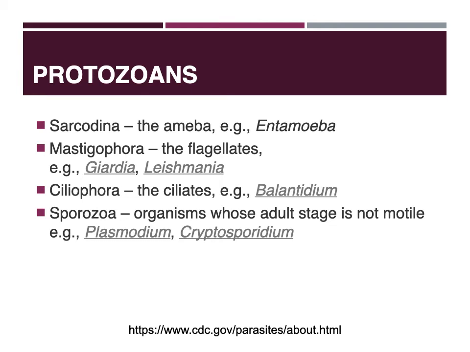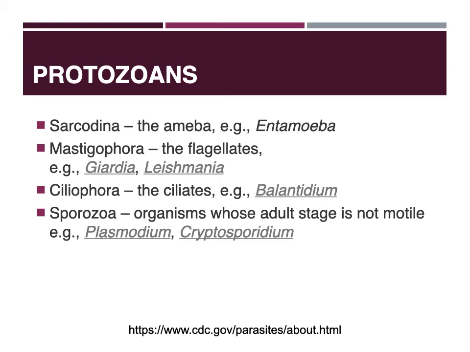Sarcodina, which are the amoebas. So these are going to have pseudopodia that allow for their movement. And in our next figure, I'll show you some pictures of these different groups. The Mastigophora are also known as flagellates. So Giardia is an example of this. You'll be looking at Giardia in your CAPC lab. So again, flagellates, Giardia, they're going to have flagella, and those flagella allow them to move.